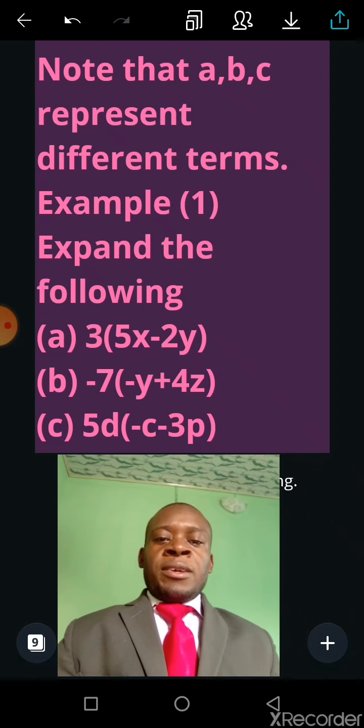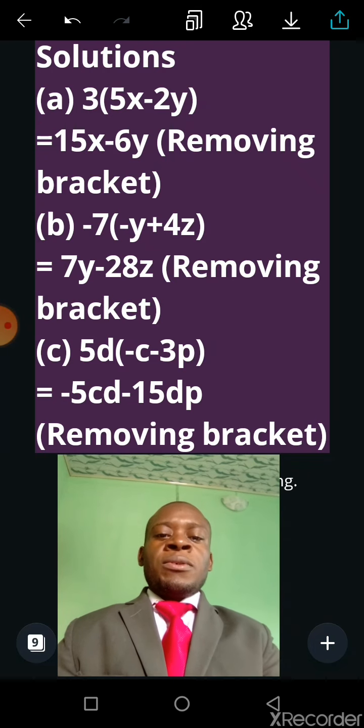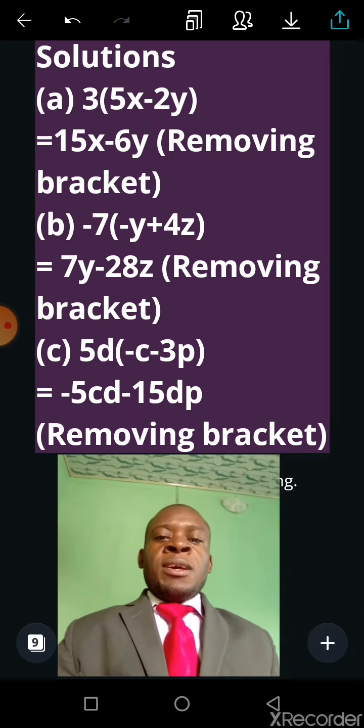Example 1. Expand the following. A, 3(5x - 2y). B, -7(-y + 4z). C, 5d(-c - 3p). Solutions. A, 3(5x - 2y).